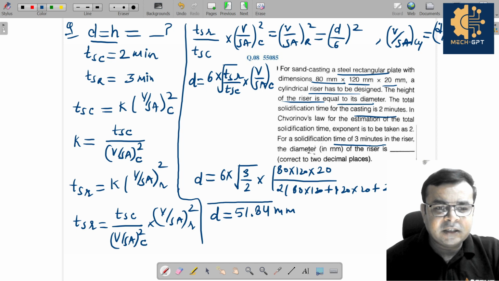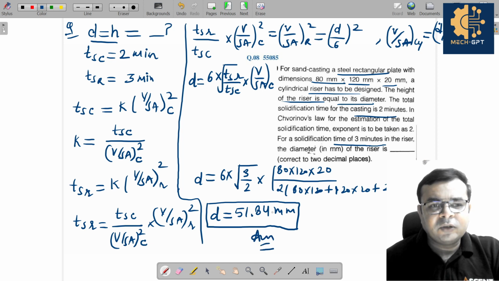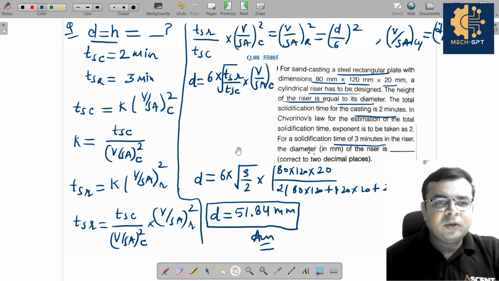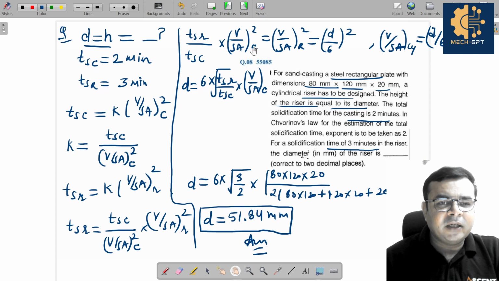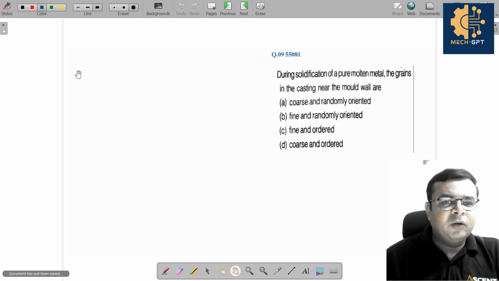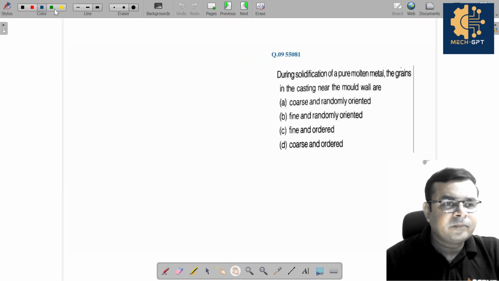You just calculate. I am not calculating this value, and after calculation you will get this answer definitely. So this is the right answer. Like this you can solve any problem related to this. Okay, so let's see another problem.